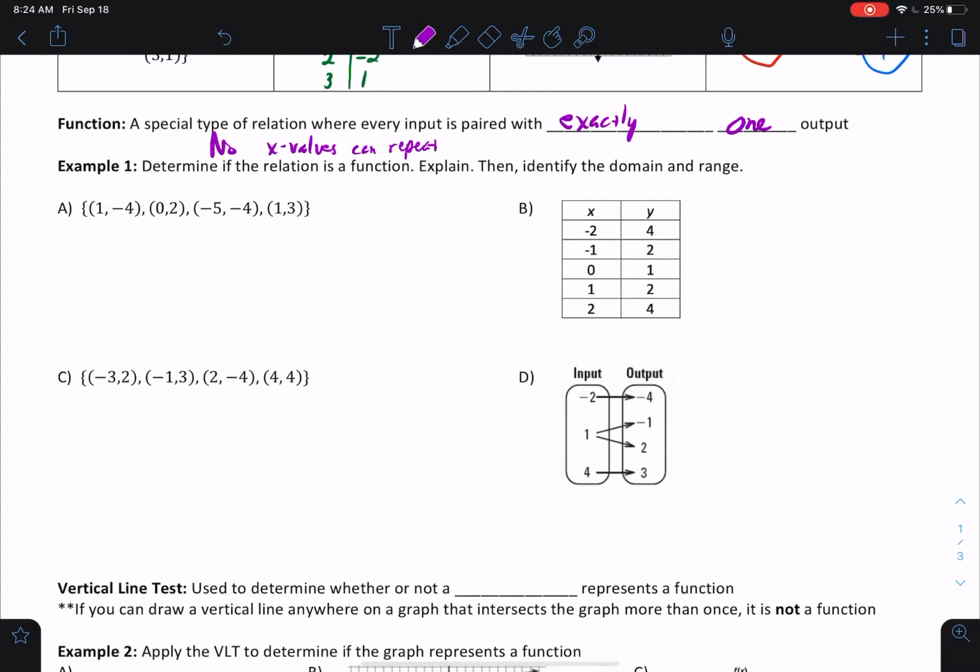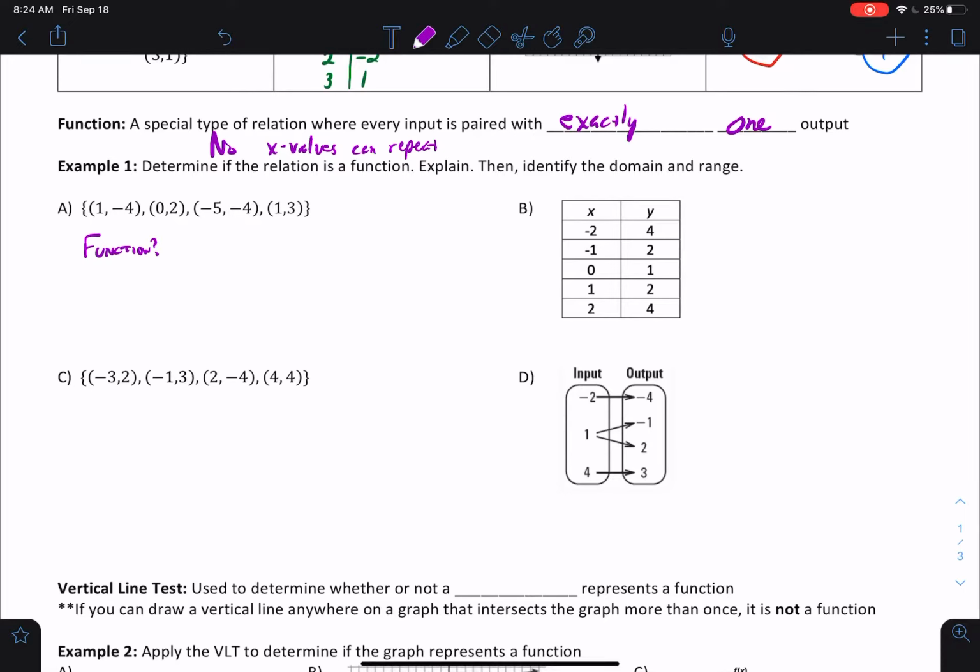Okay? So no x values can repeat. So for these next problems, let's determine if the relation is a function, and then let's explain. And then we can identify the domain and range. So first off, let's just say, is it a function?